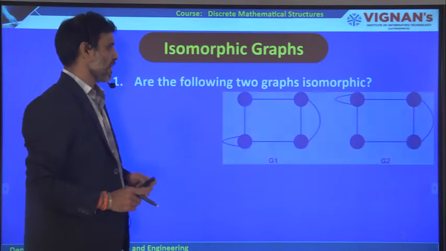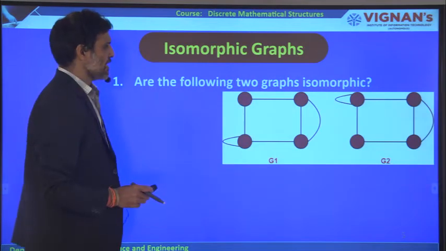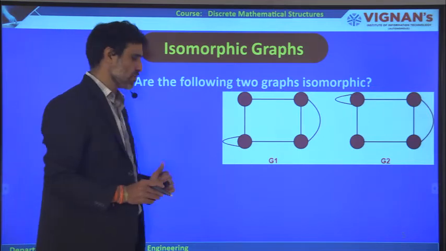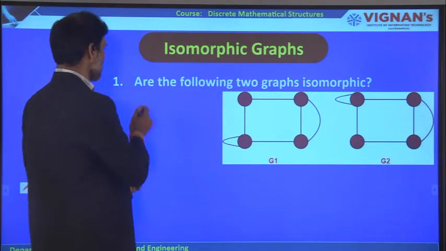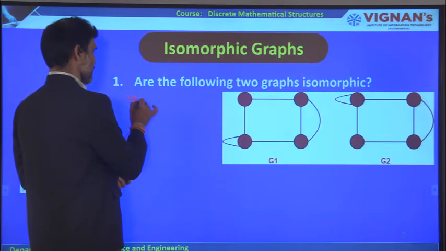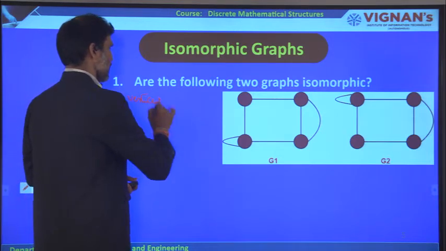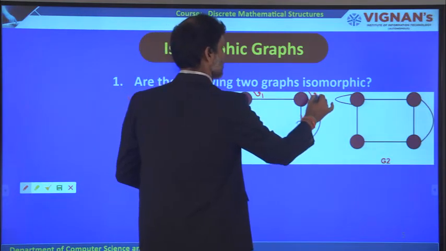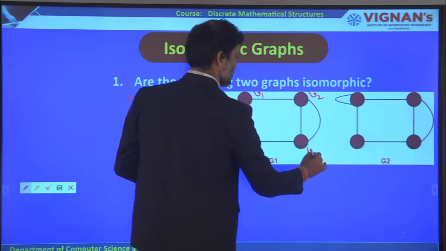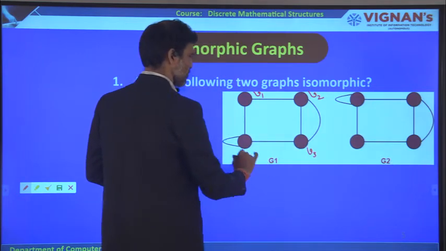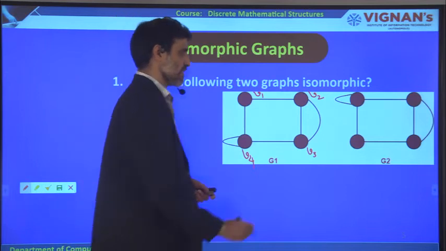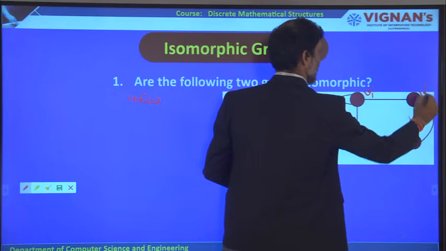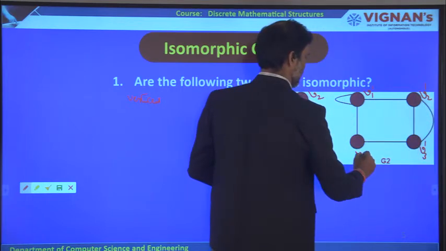Now let us check one example, and we'll check whether these two graphs are isomorphic or not. How do we check whether these two graphs are isomorphic? The first condition is that you need to check the vertices. So let us denote the vertices. Here this is vertex V1 and vertex V2, I'm going to take like this. This is vertex V3 and this is vertex V4. These are the four vertices. Here also I'm going to take V1 dash, V2 dash, V3 dash and V4 dash.